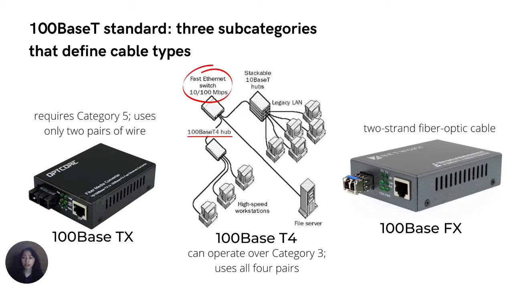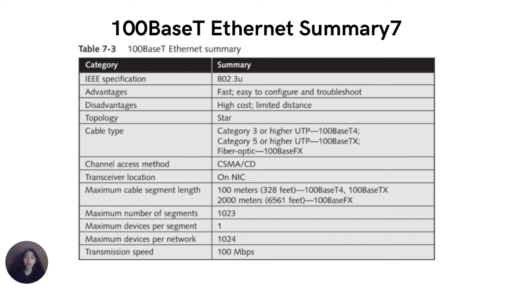These are the 100BASE-T4, which has a 4-pair category 3 or higher UTP, the 100BASE-TX, which has 2-pair category 5 or higher UTP, and the 100BASE-FX, which has 2-strand fiber optic cable. When considering implementing Fast Ethernet, it is important to remember the cabling requirements for each category. Although three cable types are available for 100BASE-T, 100BASE-TX is the most widely accepted and therefore is the standard generally referred to as Fast Ethernet. So here is the 100BASE-T Ethernet summary.